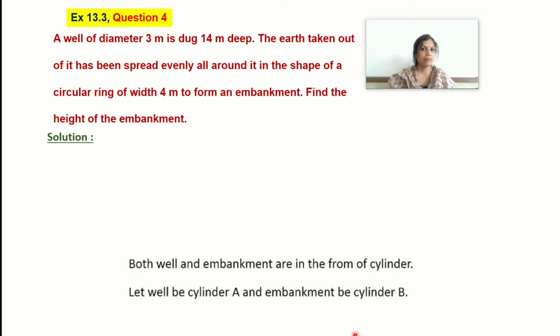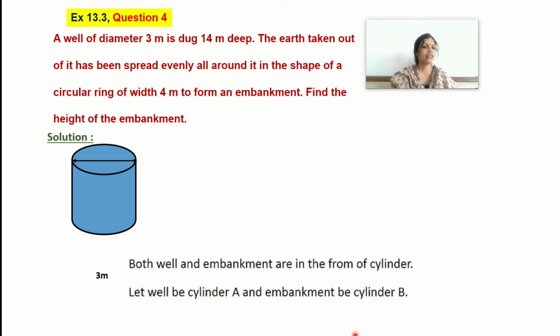Alright, when we make the figure, we will understand the sum more better. So let's try making the figure first. A well of diameter 3 meter. A well, so must be cylindrical in shape. Its diameter is 3 meter and 14 meter deep, means height is given to us.